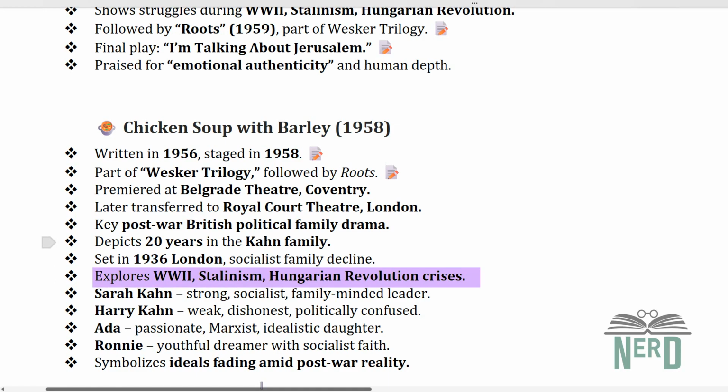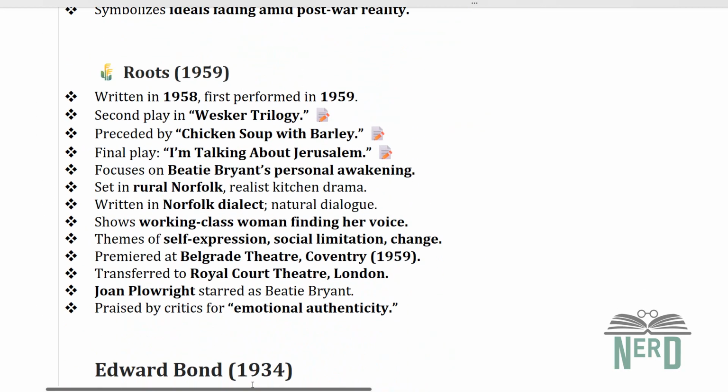The story continues with Roots, first performed in 1959, the second play of Wesker's trilogy, and yes, that connection to Chicken Soup with Barley has been asked in exam. Roots follows B.T. Bryant, a young working-class woman from Norfolk, as she struggles to find her own voice and self-confidence. It's written in the Norfolk dialect, and its realism firmly identifies it as a kitchen sink drama. The trilogy concludes with I'm Talking About Jerusalem, and that final installment has also been mentioned in exam.